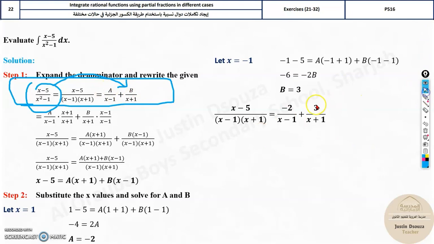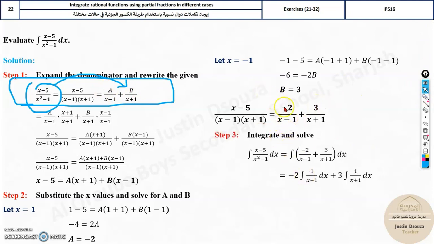So this is it. Now you can easily integrate it, right? Integrate this. It is a natural logarithm. Minus 2 is a constant. Remove it out. 1 by x minus 1. The natural logarithm of the magnitude of x minus 1 must be written. Same thing, 3 natural logarithm of x plus 1.